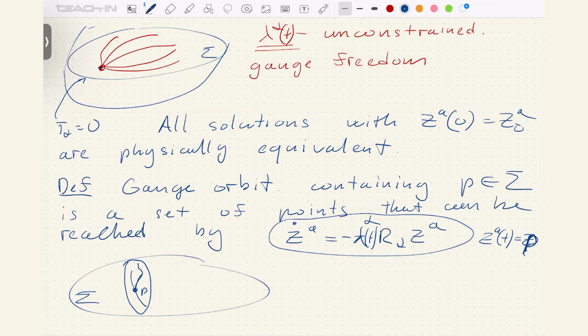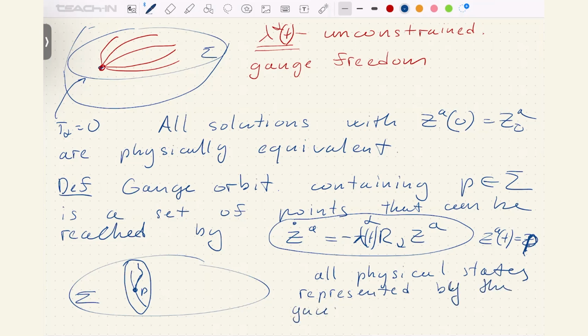So, this physical interpretation should be that all physical states represented by the gauge orbit are equivalent. In fact, it's like degeneracy in description. So physically, we only see the equivalence class of states.